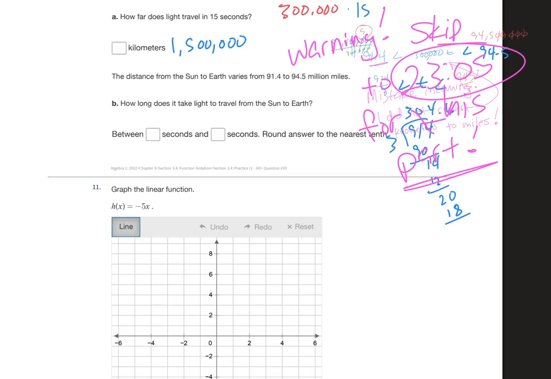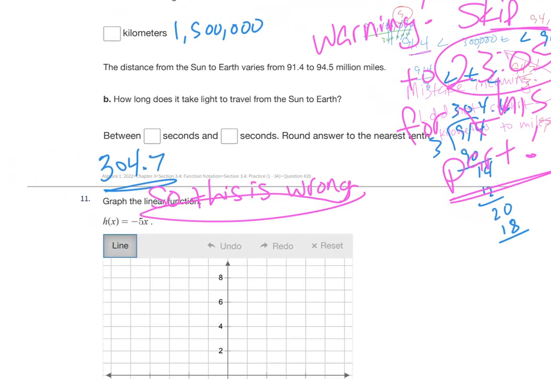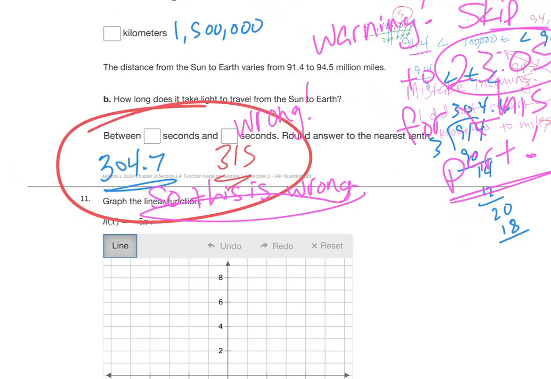So we have between 304.7 seconds and, let's do this one real quick, 945 divided by 3 is a little easier. It's 315, I believe. Hang on, let me do it. 9 times 3 is 9. And then, yeah, so 315, 315. So those are your answers right there.